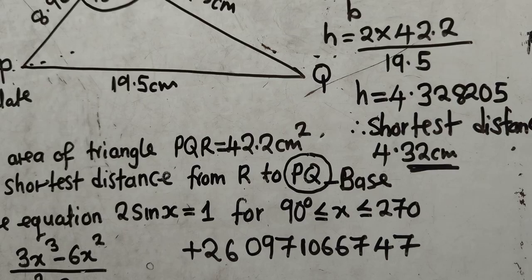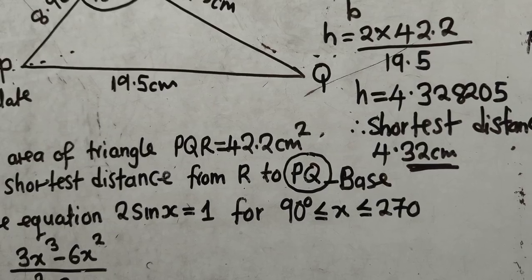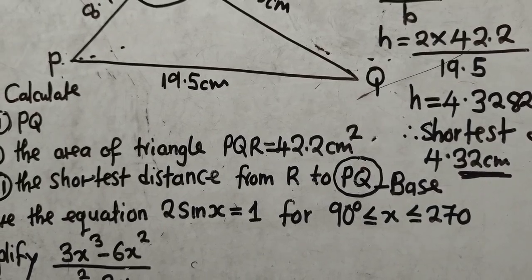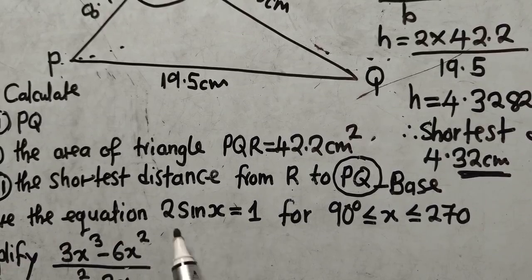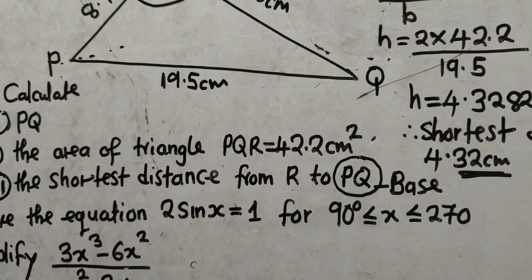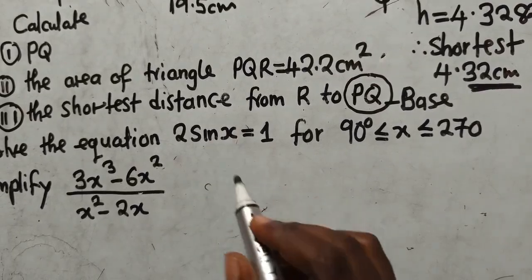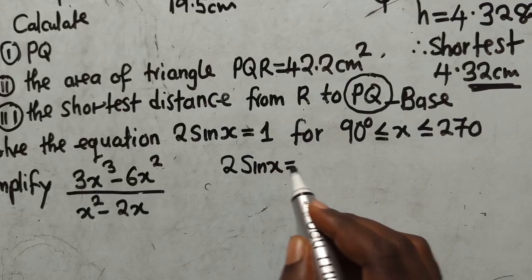Let us now proceed in answering these other questions that are here. We want to answer the whole part that came under trigonometry. You are given, solve the equation 2 sine x equals 1. The first thing you need to do to solve this equation is to say, I'm given 2 sine x is equal to 1.